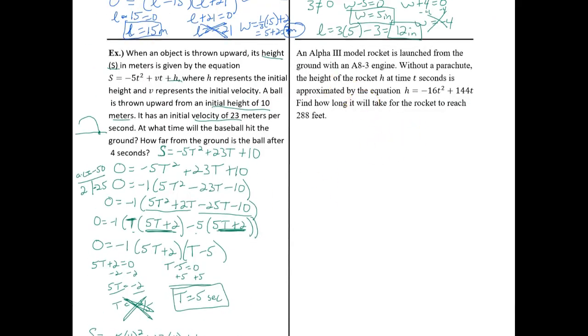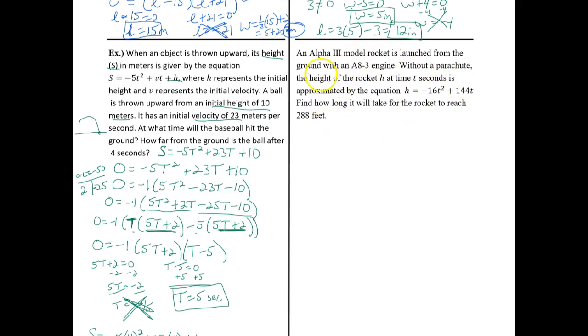Go ahead and try this example on the right. Alright, here we are. It says an Alpha 3 model rocket is launched from the ground with an A8-3 engine. Without a parachute, the height of the rocket h at time t seconds is approximated by the equation h equals negative 16t squared plus 144t. Find how long it will take the rocket to reach 288 feet.